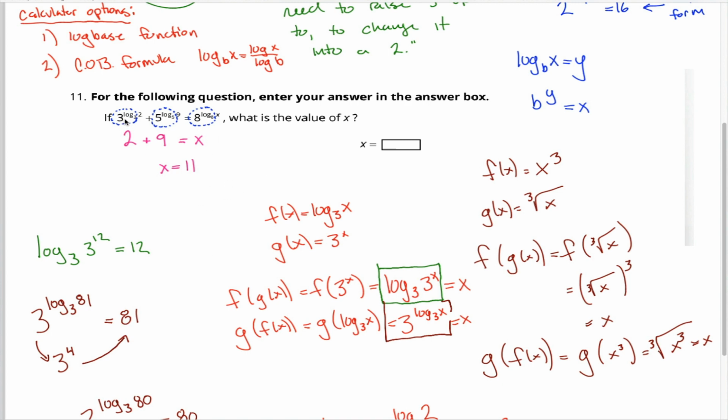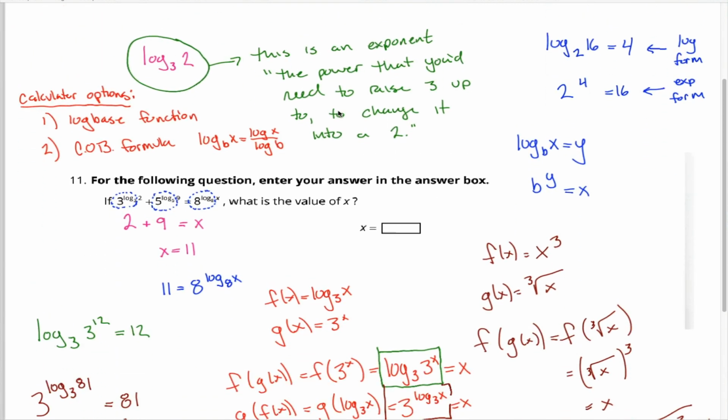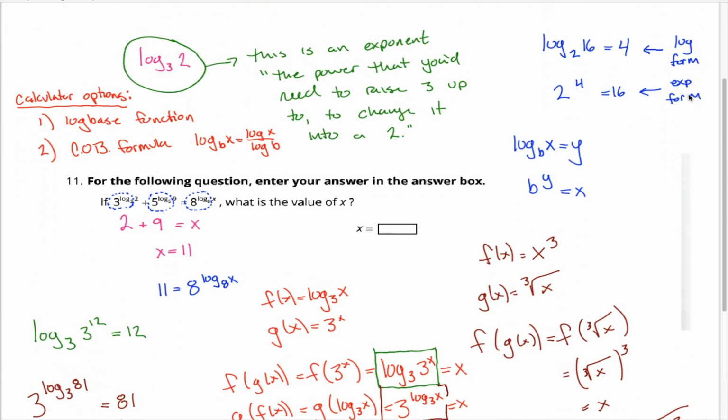But if you couldn't, you could use your calculator to calculate this one and get 2, and your calculator to calculate this one and get 9, and then you'd have 11 is equal to 8 raised up to the log base 8 of x. How do you solve this equation? Well, one option is to take advantage of logarithmic and exponential form. Remember, we can always switch back and forth between these two different forms.